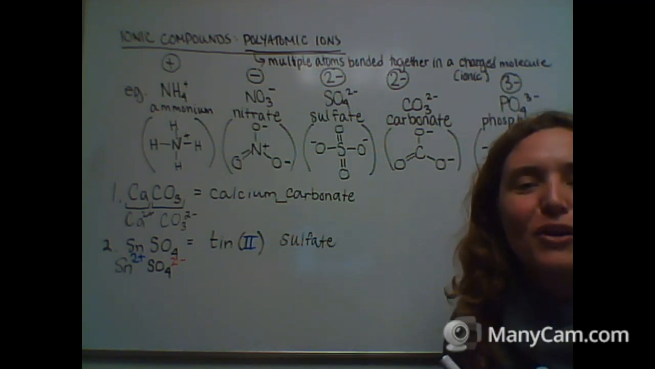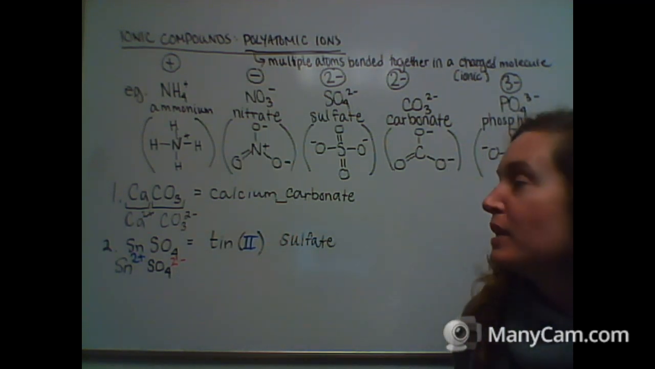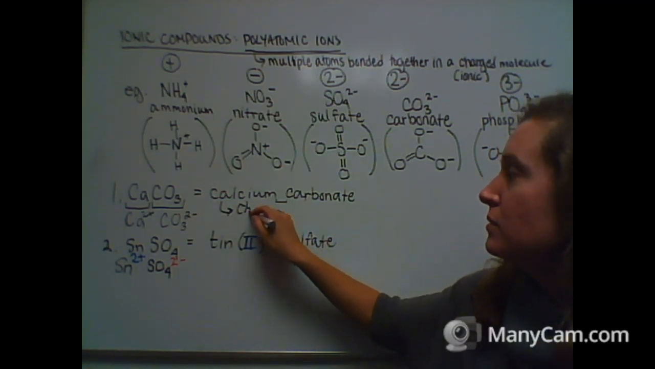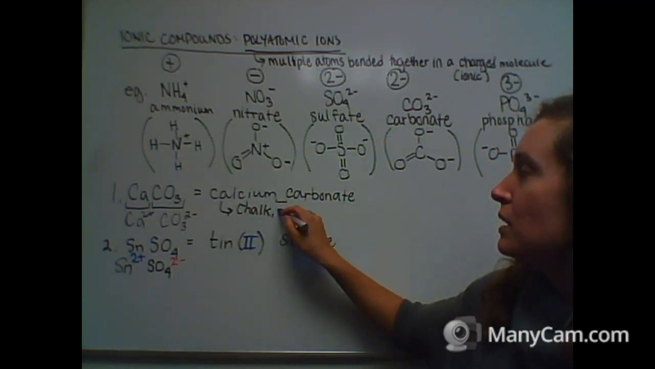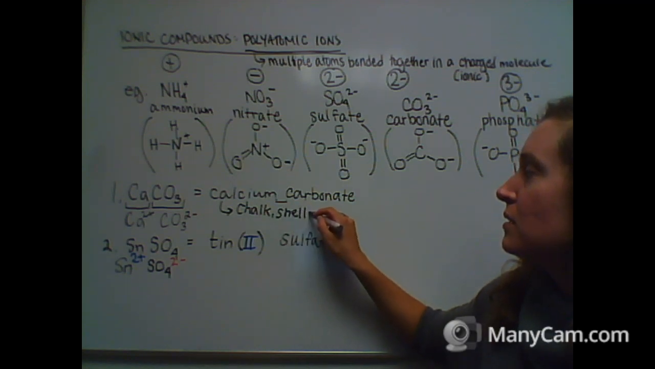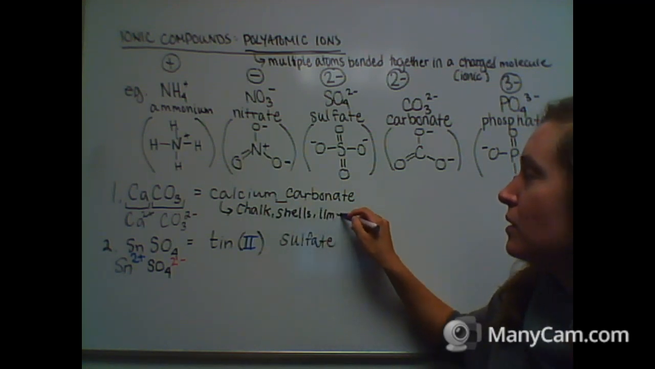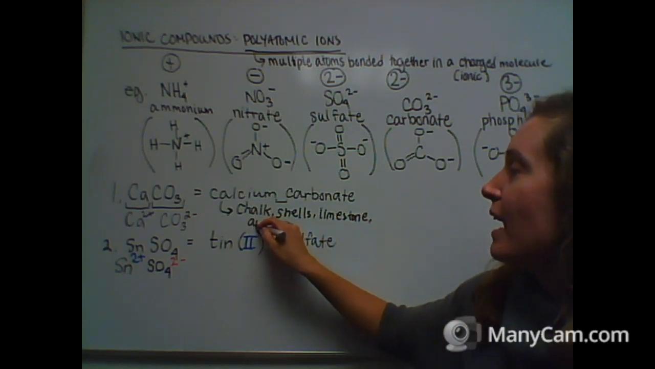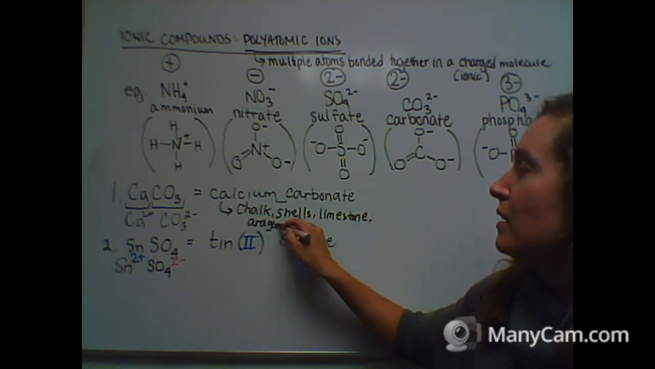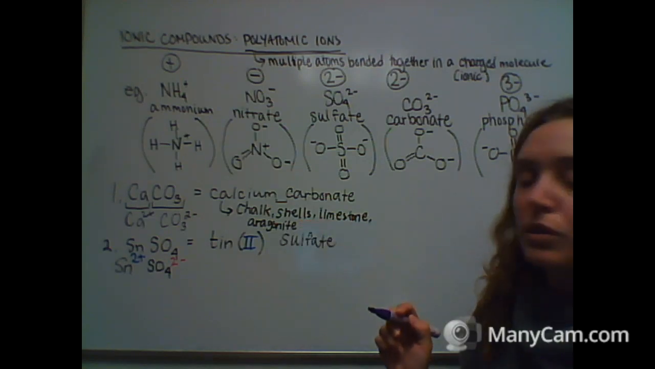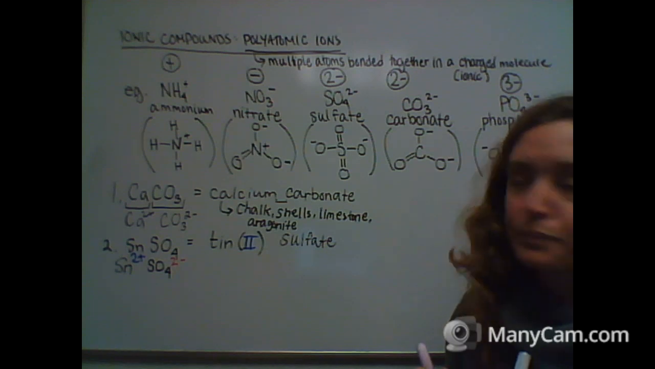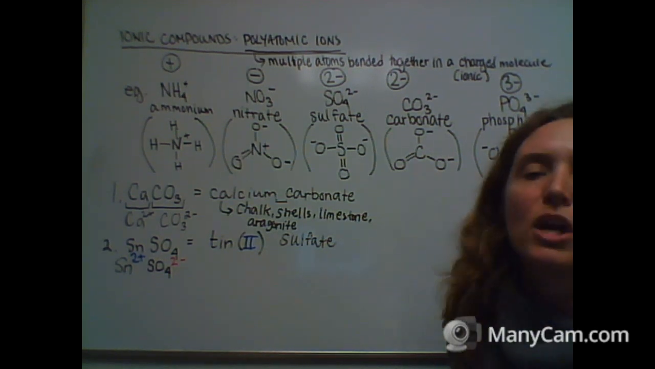Okay, so a throwback to what we were just talking about earlier. By the way, calcium carbonate is chalk, seashells, limestone, aragonite, the mineral, and it can be found in Tums. So calcium carbonate is a very common naturally occurring mineral.